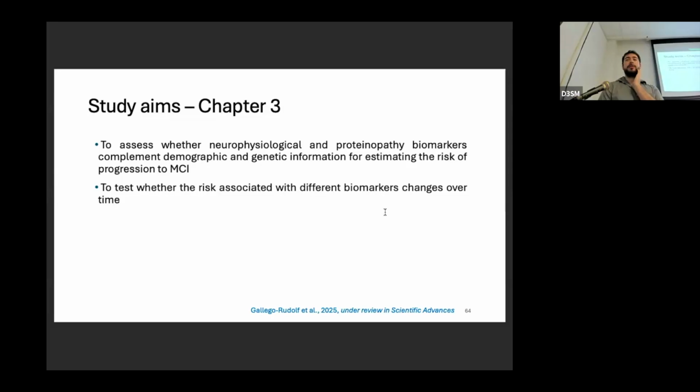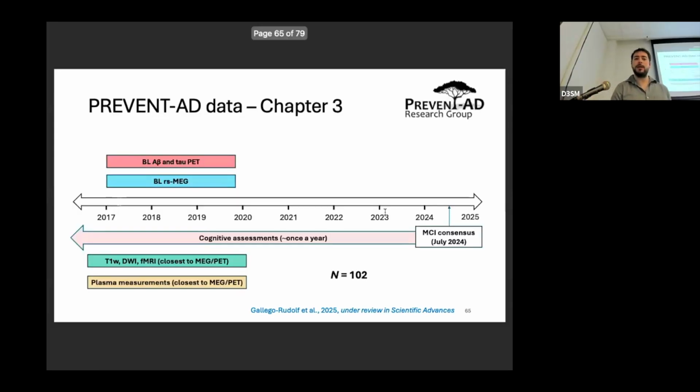And importantly, we wanted to test whether the effect of these biomarkers on the risk of progression is changing over time. So this is the data that I used. I'm going to be looking at the baseline measurements of amyloid and tau, the resting state MEG spectral power quantifications, and also the plasma measurements that were acquired close to this imaging session.